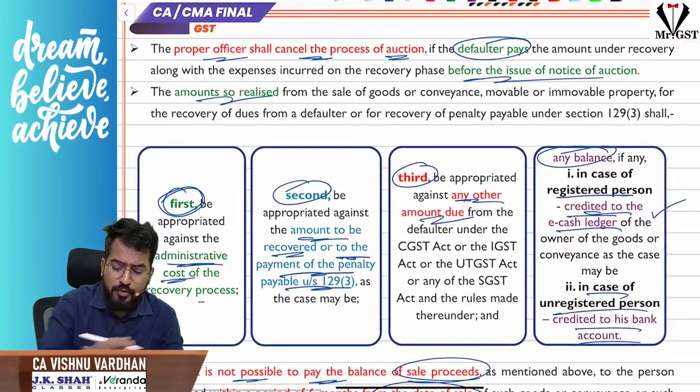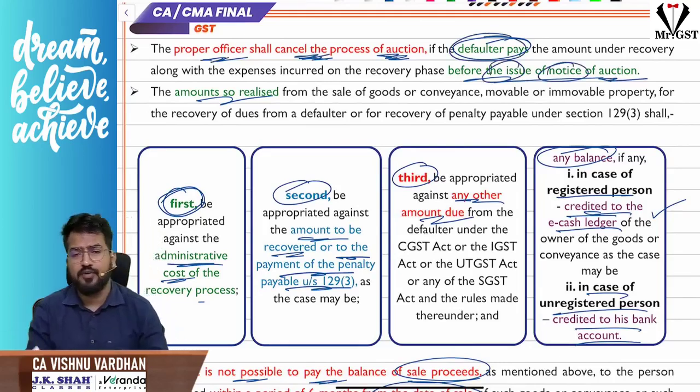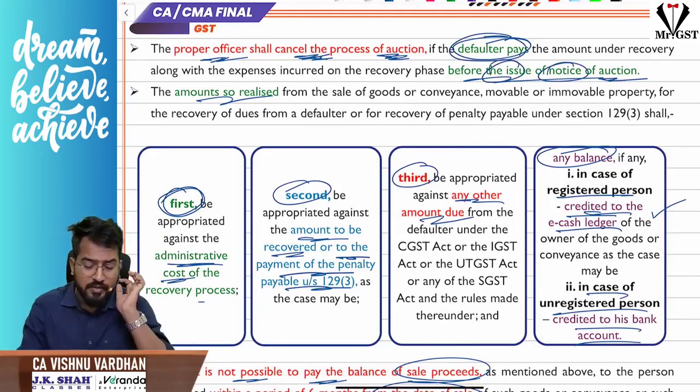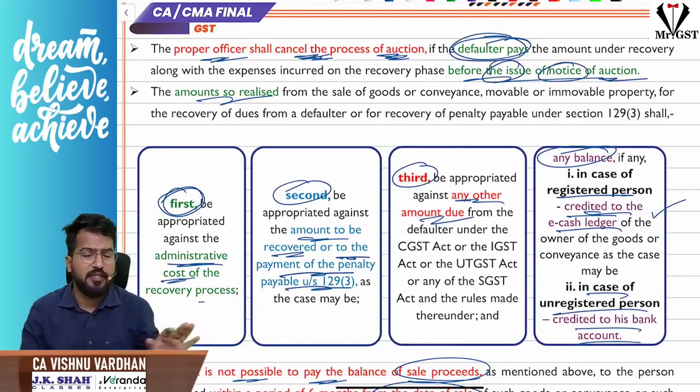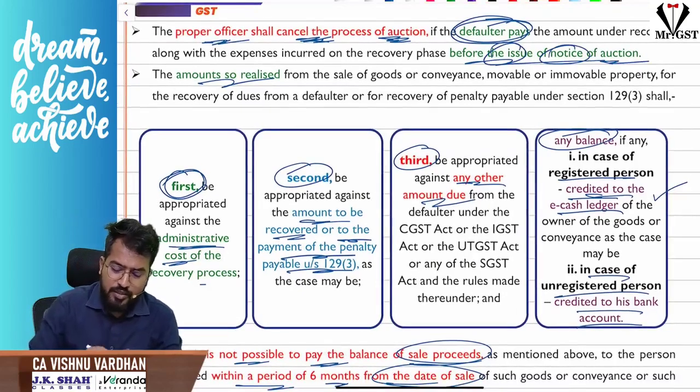As I already told you before, for movable property also, the proper officer will cancel the auction process if the defaulter pays before the issue of notice of auction. Okay, before the issue of notice of auction, if the defaulter comes and makes the payment, then the proper officer will cancel the auction. So, sir, let us assume that person has not paid, and we are going for the auction.